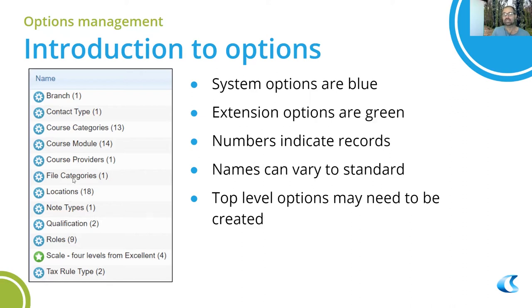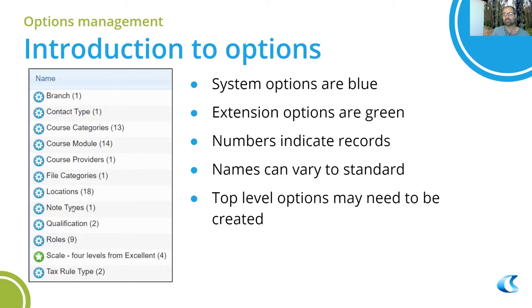File categories, this is the ability to upload files into the system and have different file categories. So file categories could be before course, after course, or they could be for trainers. You can use those different file categories to send off certain files attached to emails. Locations, of course, are the locations that you'll be reporting on for AVETMIS.